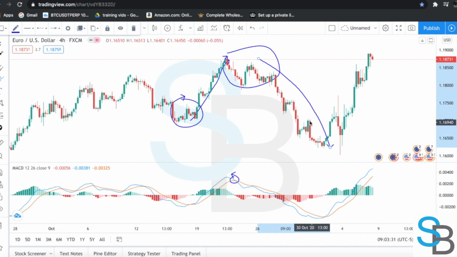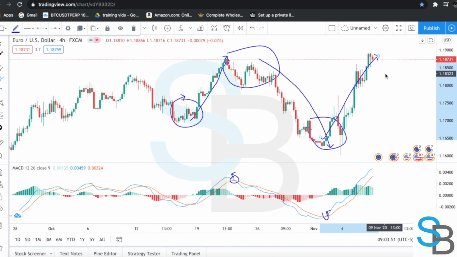The price was again consolidating in this area. The MACD line again crossed the signal line over here, which gives us a buying indication, and then the price rallied upwards. So this is how simple the MACD indicator is. It is very simple and it gives more confidence to your trading strategy.